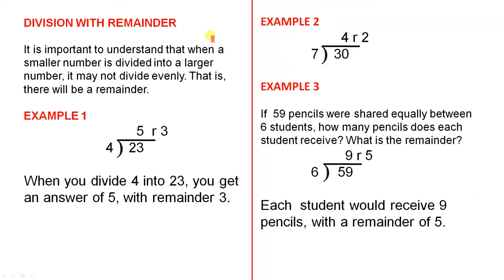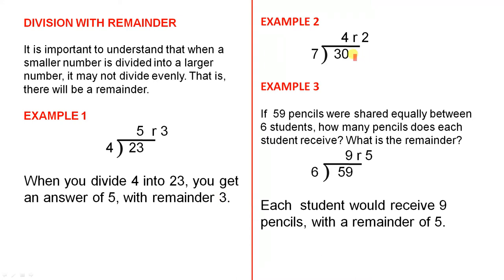Division with remainder. It is important to understand that when a smaller number is divided into a larger number, it may not divide evenly. That is, there will be a remainder. So here's our first example. How many times does 4 go into 23? Well, 4 goes into 23 5 times, because we know from our tables 4 5s are 20. There's a remainder of 3. So when you divide 4 into 23, you get an answer of 5 with a remainder of 3.